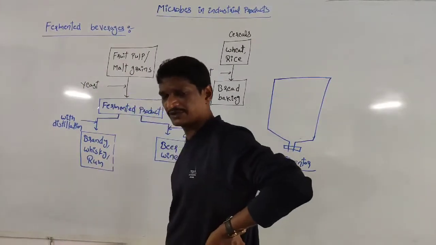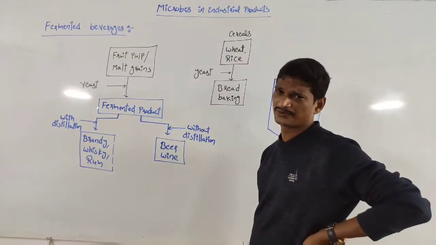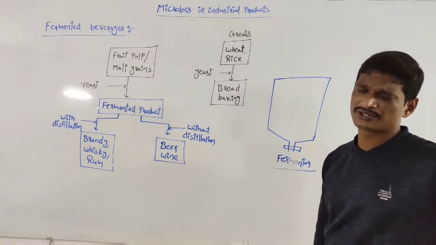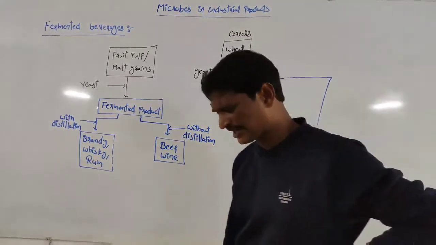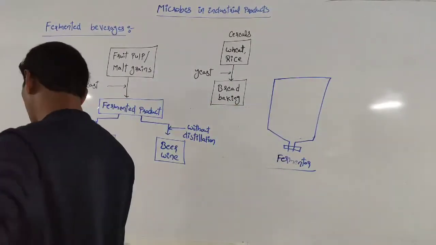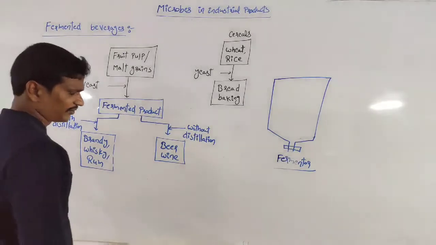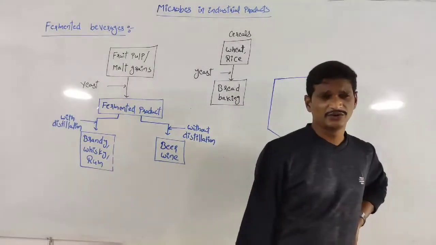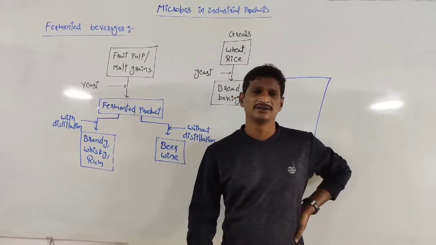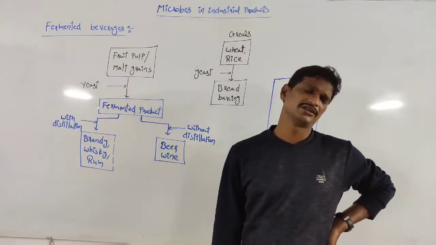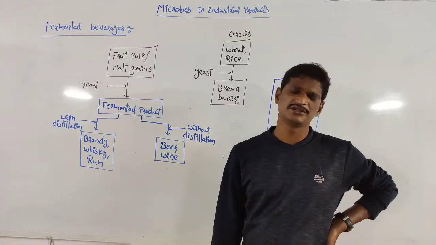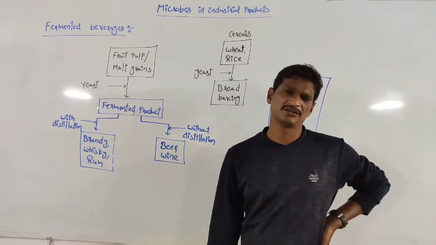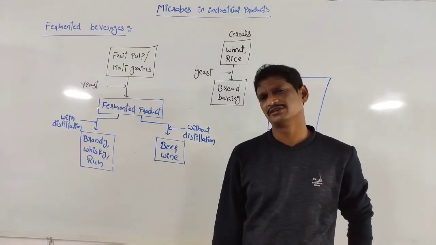Why does yeast have the capacity to produce alcohol? Why not other fungi? I'm talking about fungi. Only yeast produces the alcohol. The remaining fungi are not producing alcohol, in the majority of cases. Why?